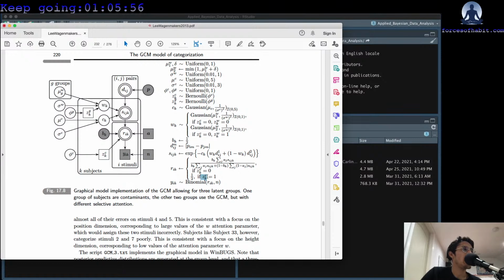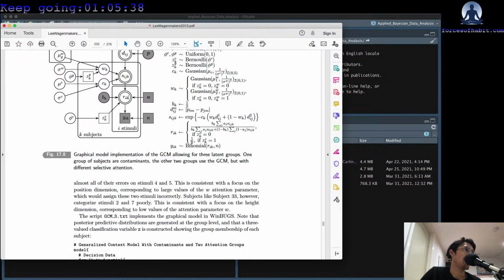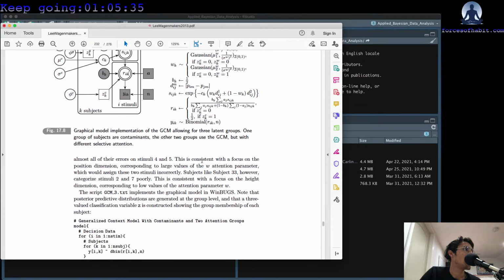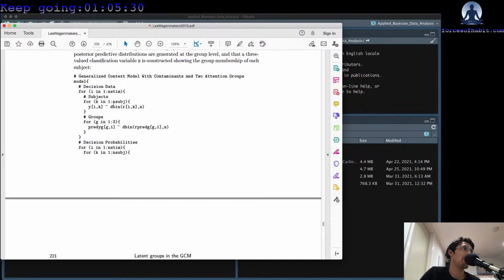So if you're a contaminant subject, z for the contaminant for a given subject is equal to 1, and then your r, your probability, is just equal to 1/2. So we just specify you're doing guessing behavior. Okay. So let's take a look how this pans out in the WinBugs. And then we're going to move over to Stan, unless we can implement this in WinBugs, which I'm not really sure if we can.